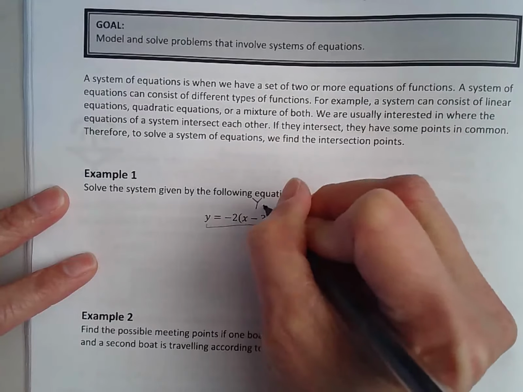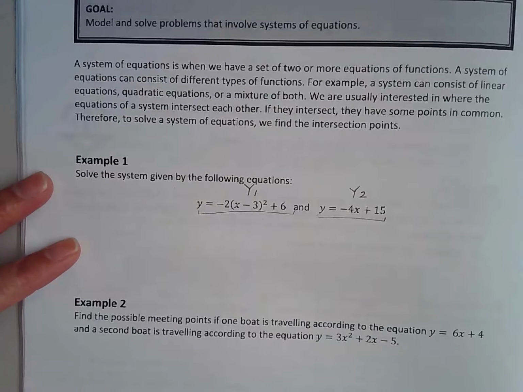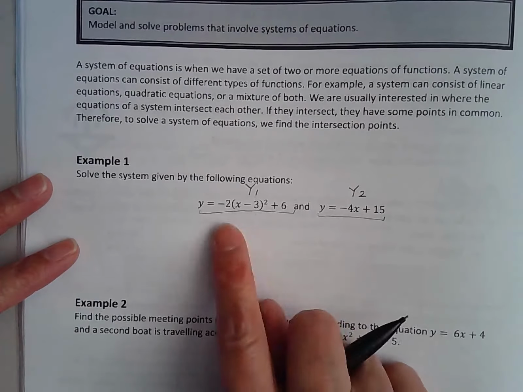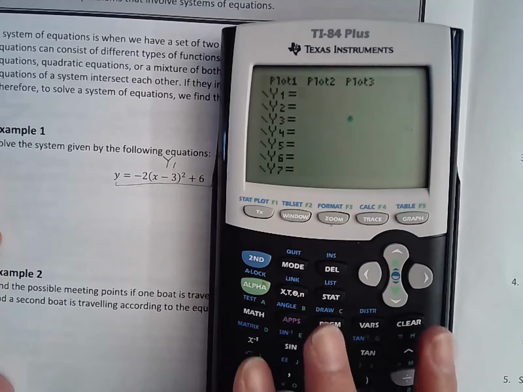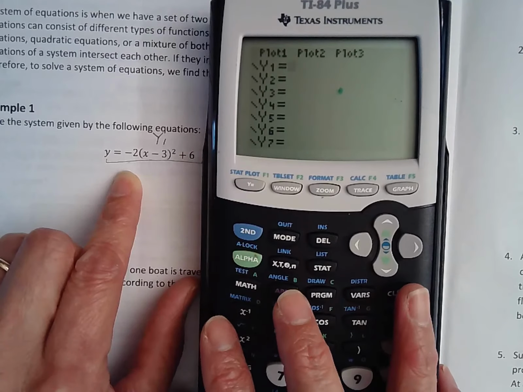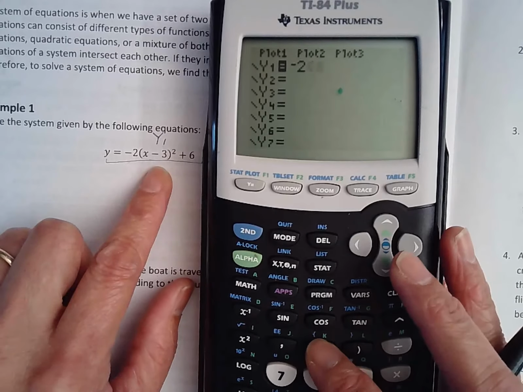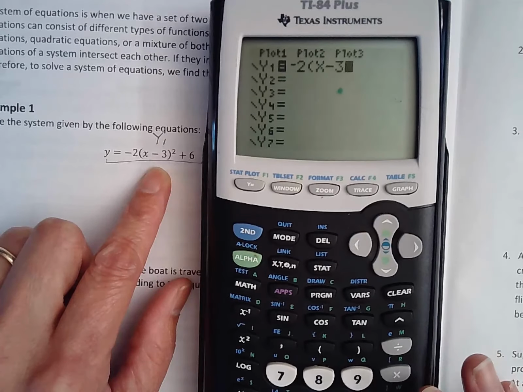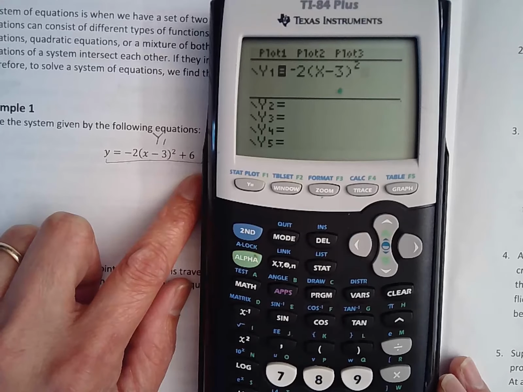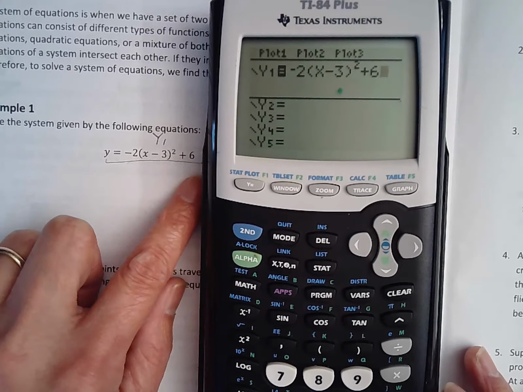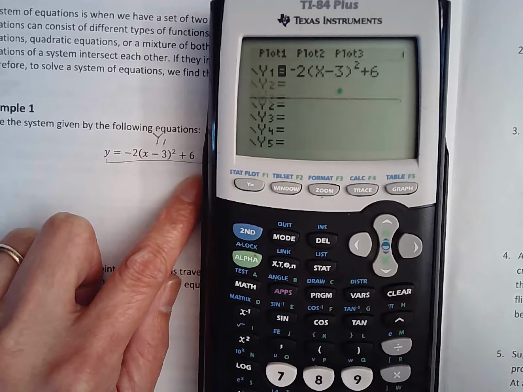What you're gonna do is put this first equation in y1 and your second equation in y2. Type it in the way as you see it. So I'll walk you through this for a sec. The y1: negative 2, brackets x minus 3, close brackets squared, plus 6. Okay, so that's y1.